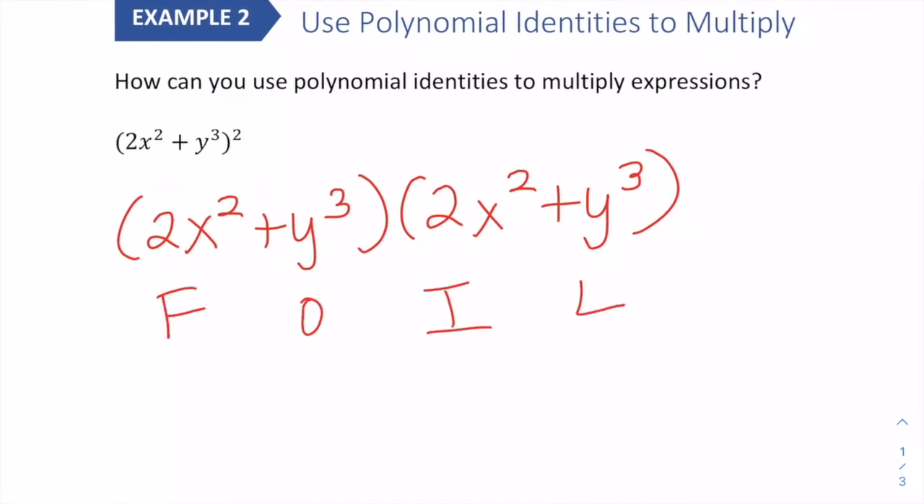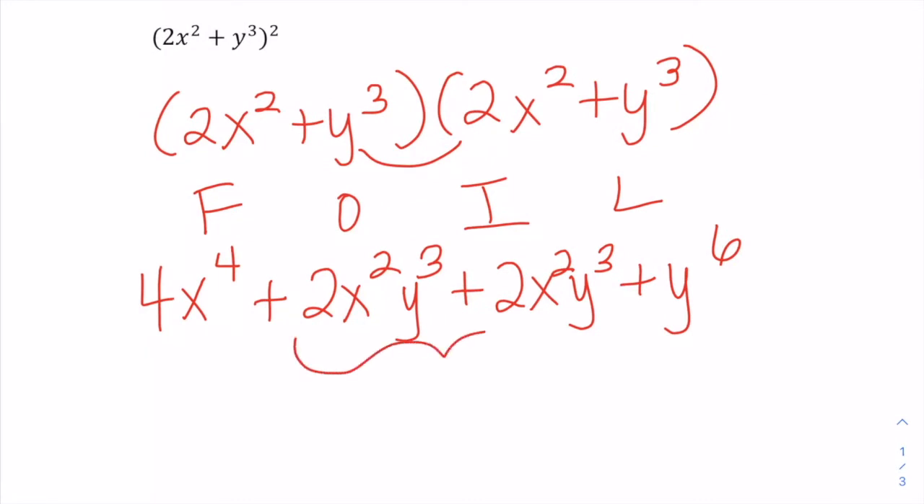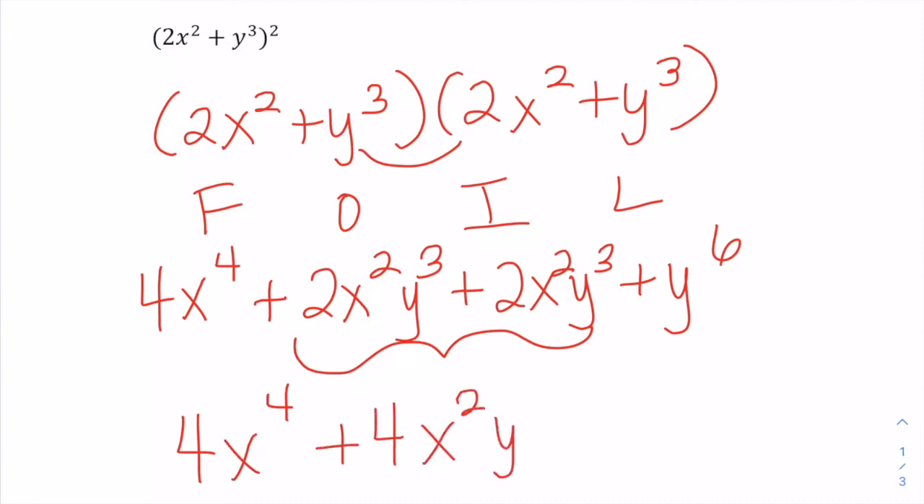So here we have 4x to the fourth, and then we'll have 2x squared y cubed, and then another 2x squared, because that's the inside, y cubed. And then the last will be y to the sixth, because y cubed times y cubed is y to the sixth. So we know that the middle terms are going to add because they're like terms. So we're going to have 4x squared y cubed plus y to the sixth.